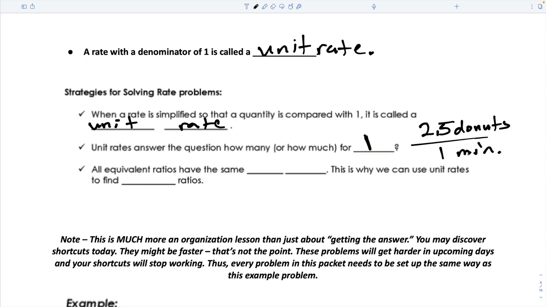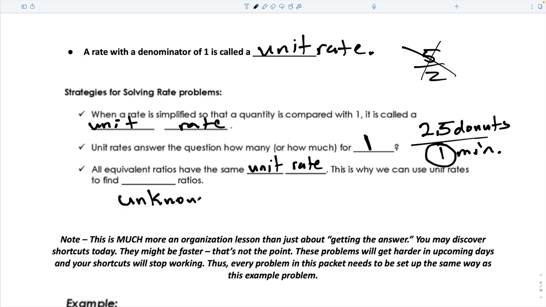Why is this a unit rate and not 5/2? 5/2 is not a unit rate. What makes this a unit rate? Samuel? The denominator being a 1. Yeah, the denominator has to be 1. If that number on the bottom is not 1, you cannot say you have a unit rate. All equivalent ratios have the same unit rates, and this is why we can find unknown ratios.